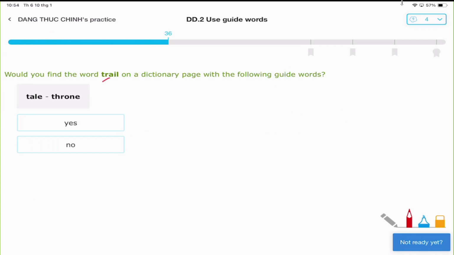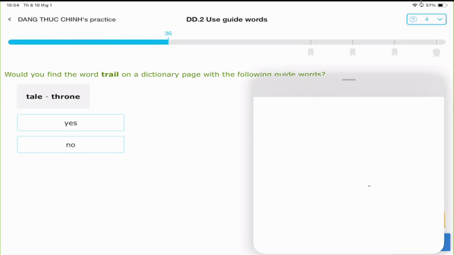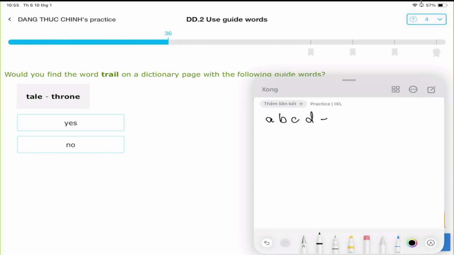Now, would you find the word trail on this page? We would use the same technique as I said, but I'll use this blackboard instead. Between A and H, trail. I'm not so sure whether R comes before or after, so let's check. Since I have my own board over here, I'll write out the alphabetical order. C, D, E.